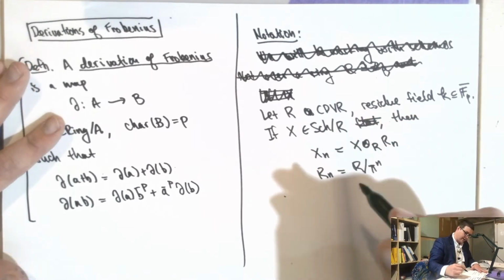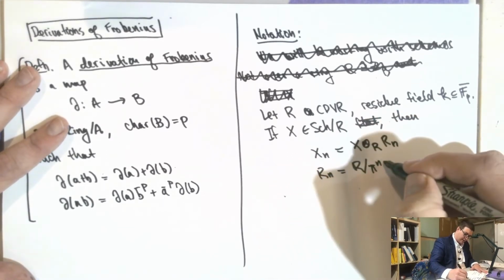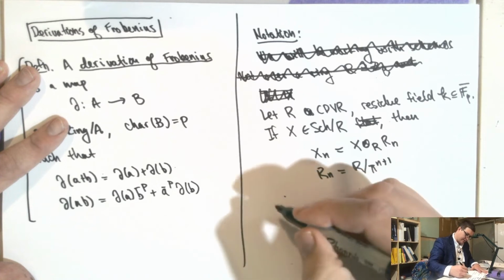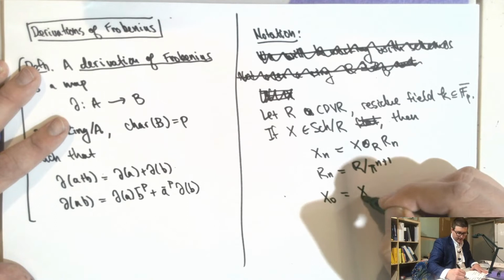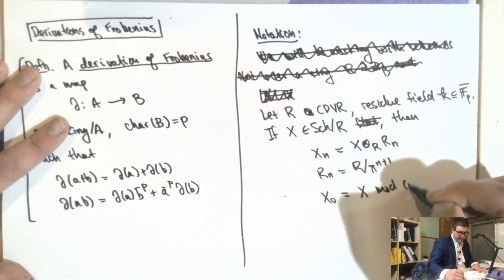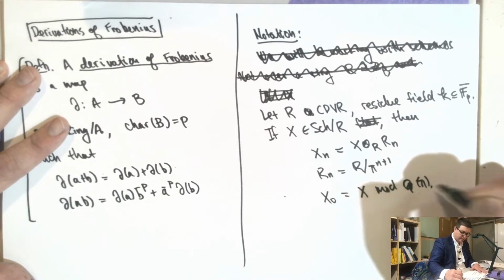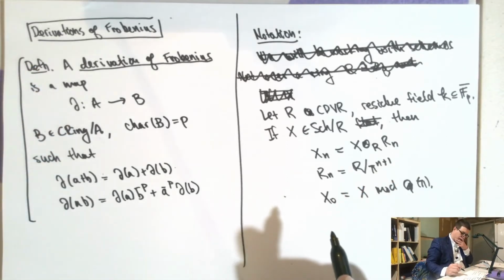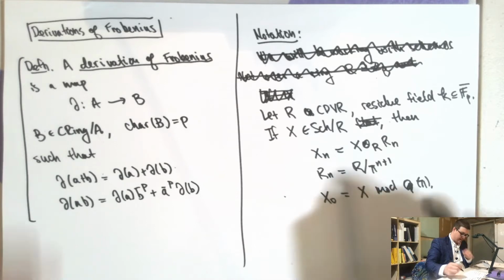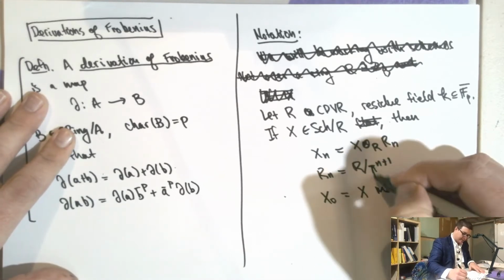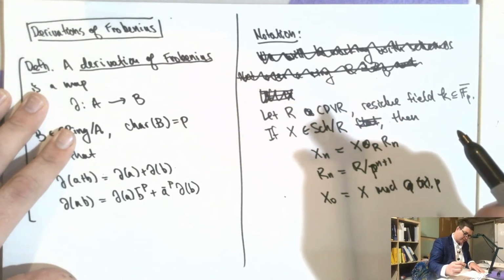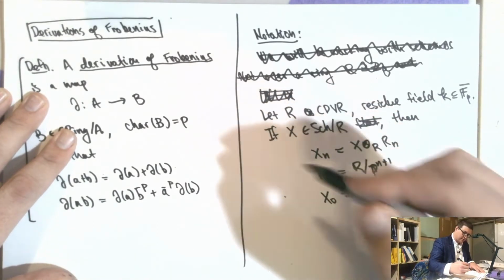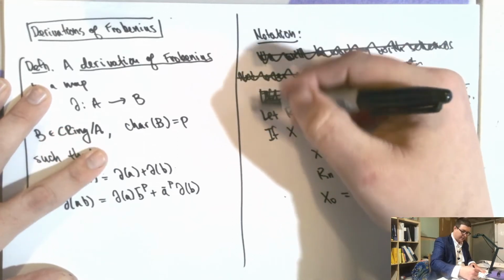So the reduction mod pi^(n+1). In particular, X_0 is going to be X mod pi. Let's do X mod p. Let's just do p's here. Let's make things even easier.